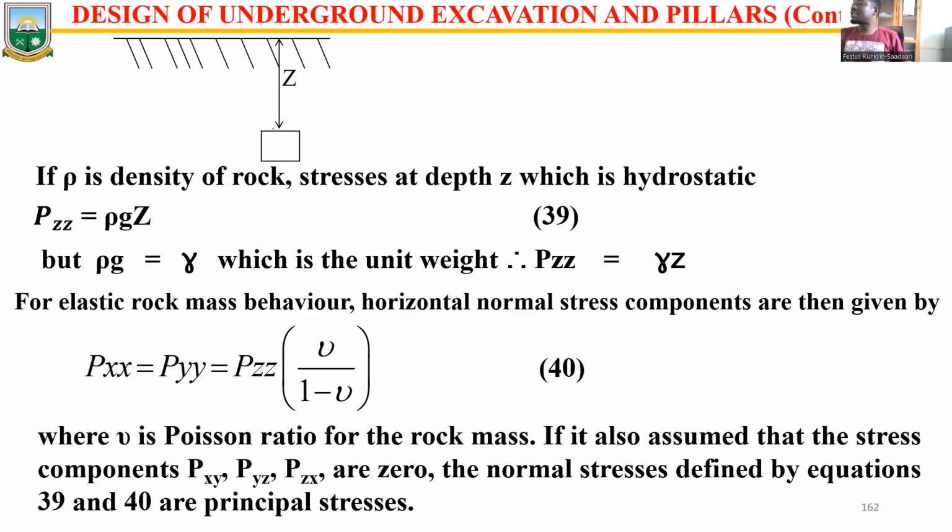So let's assume this is a rock mass, and we want to go in there to create a space. So this is the space we have created. As soon as we create this space, it now has the burden of carrying all the stresses from the top of the ground surface down to where you have created that space.